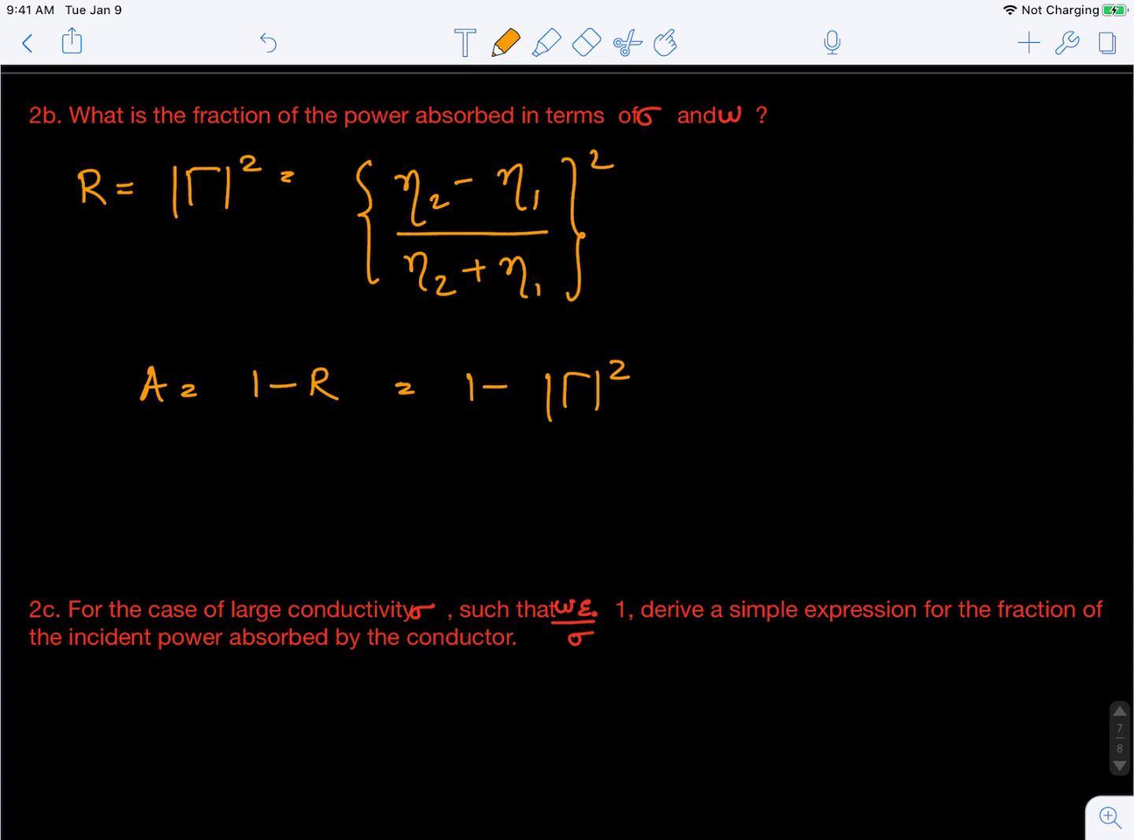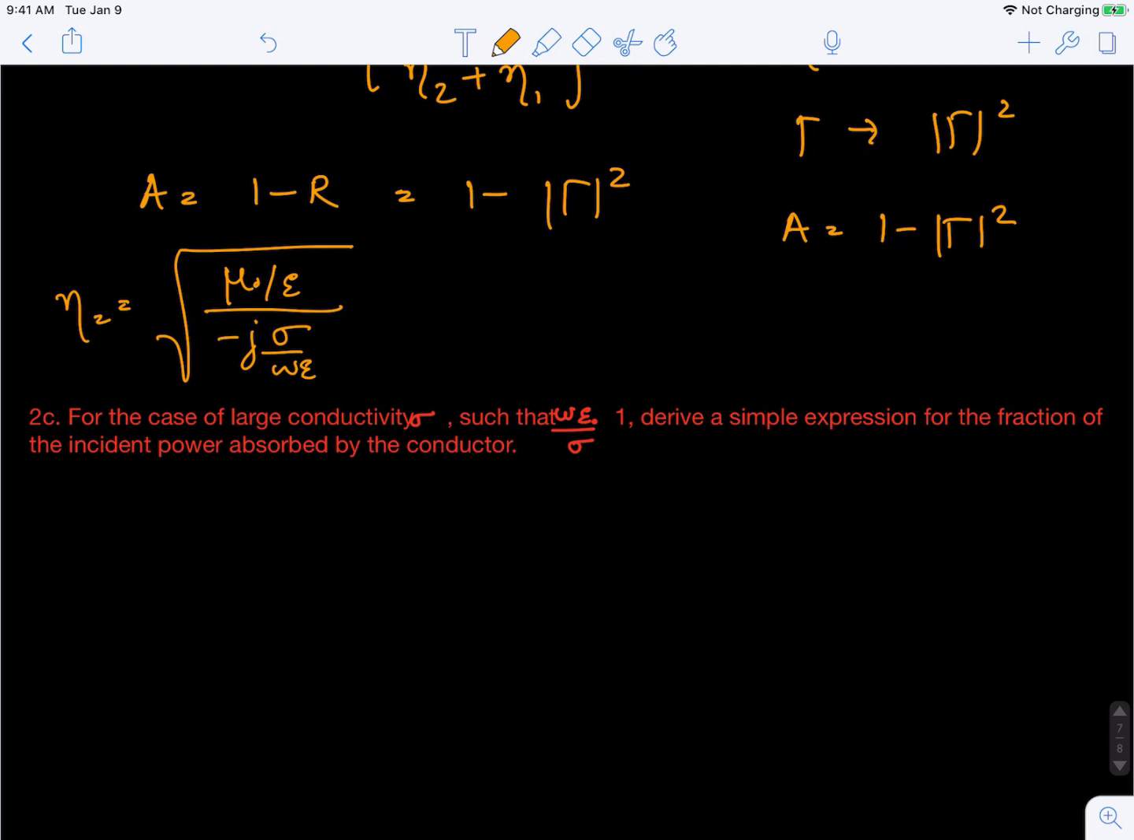So how do we solve this? We already have an expression for eta 2 from 2a, which we can use. We then substitute that in gamma and find the expression for mod gamma square, and then finally find A, which is equal to 1 minus mod gamma square.